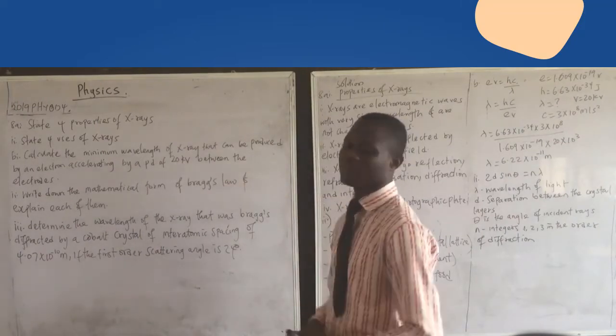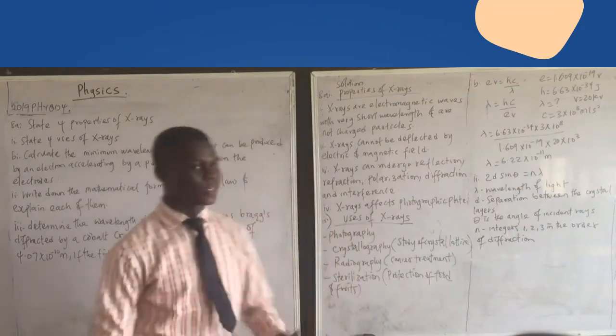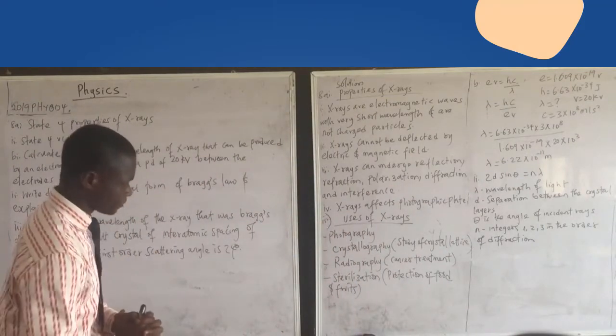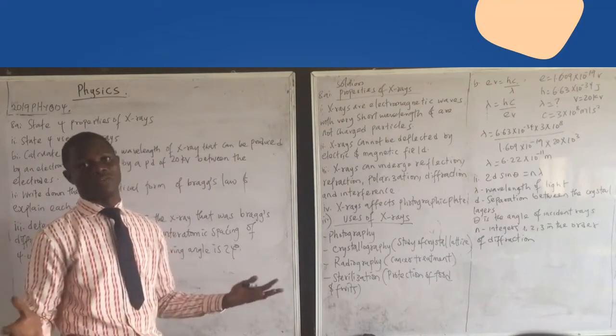So 8a, state 4 properties of X-rays. Very simple and straightforward. X-rays are electromagnetic waves with very short wavelengths.